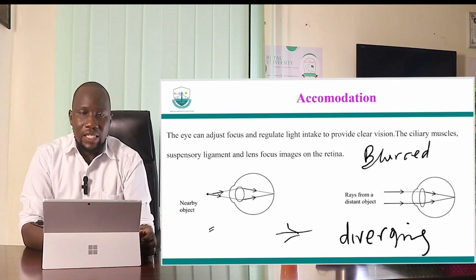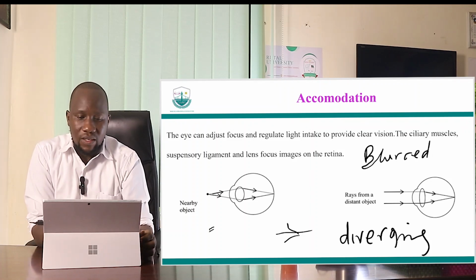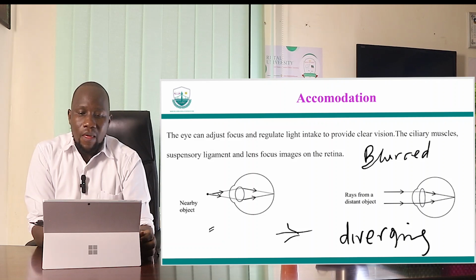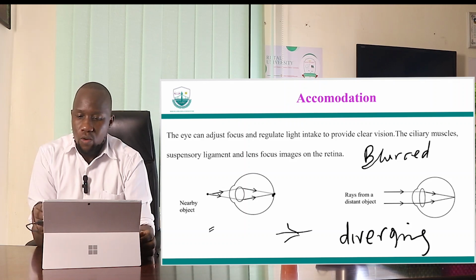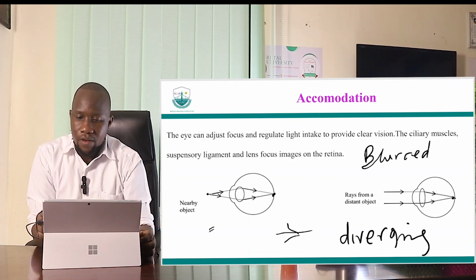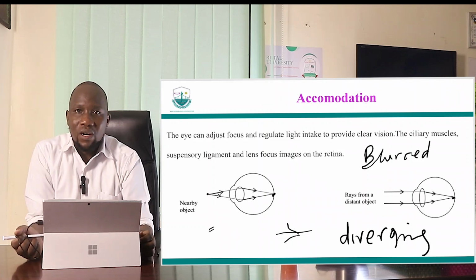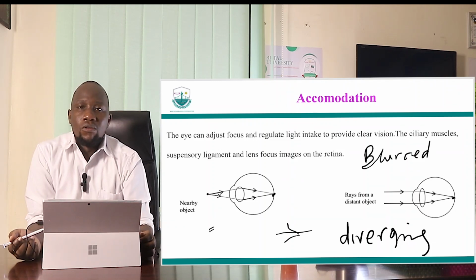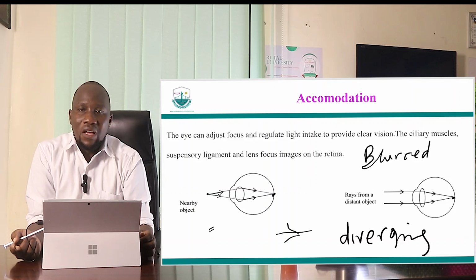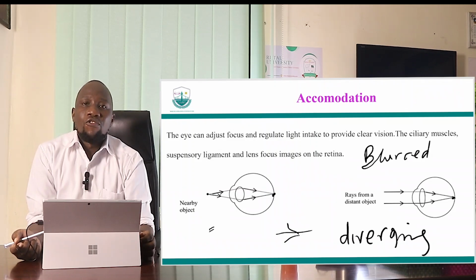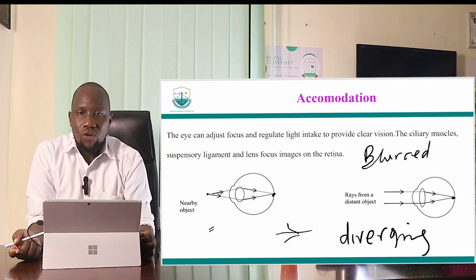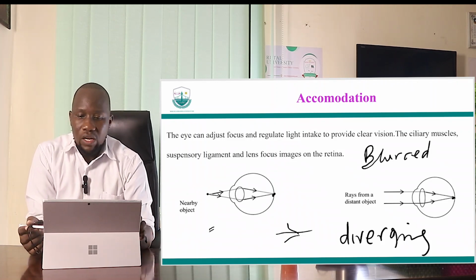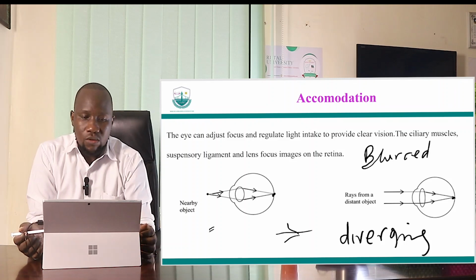But ultimately, in both cases, a focused image will always be formed on the retina, always on the retina, regardless of whether it is far or near. So the ability of the eye to focus far or near objects onto the retina for clear vision is what we call accommodation. That is something that you need to note there.